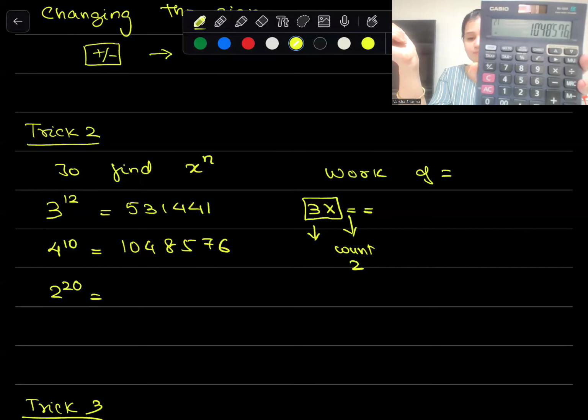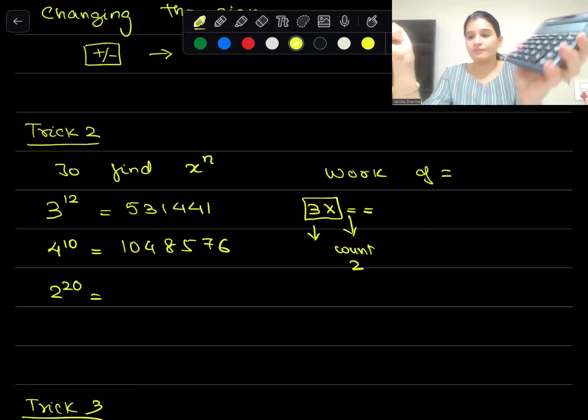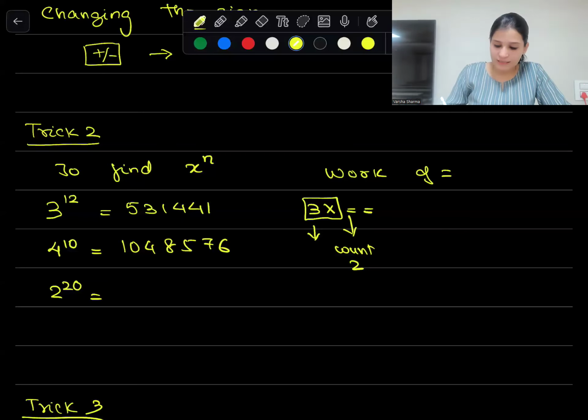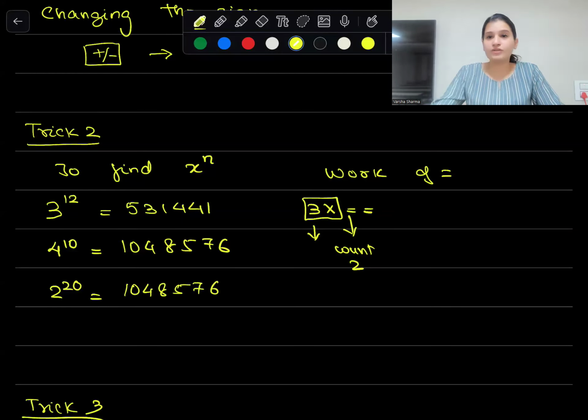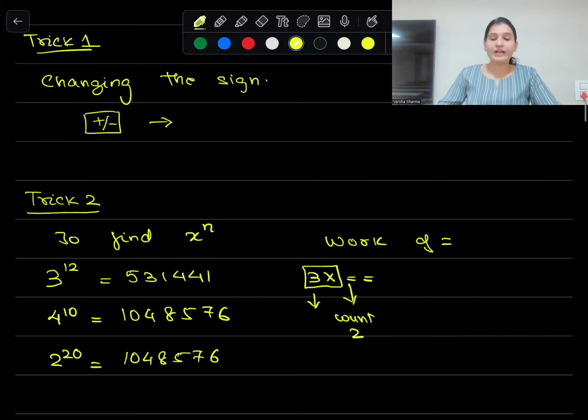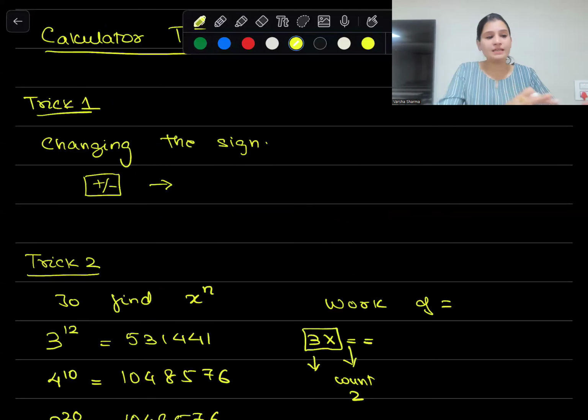Same answer? Everyone got this answer? Any doubts? No, ma'am. So trick 1. What does trick 1 help us with?